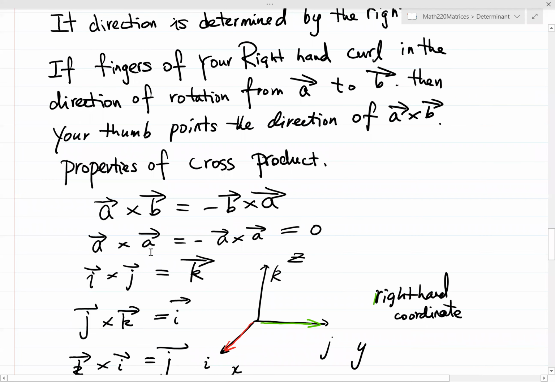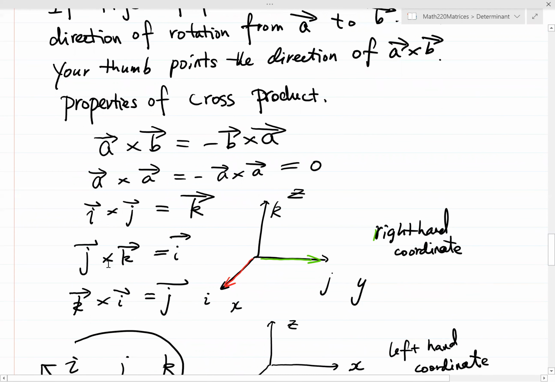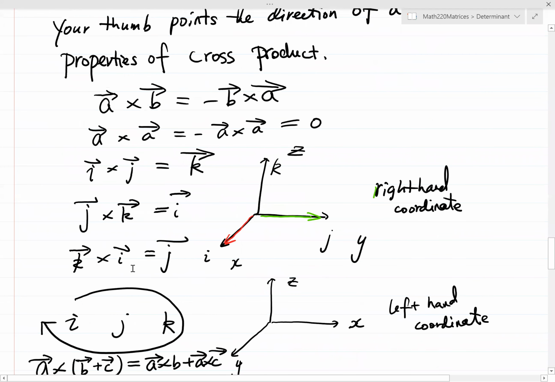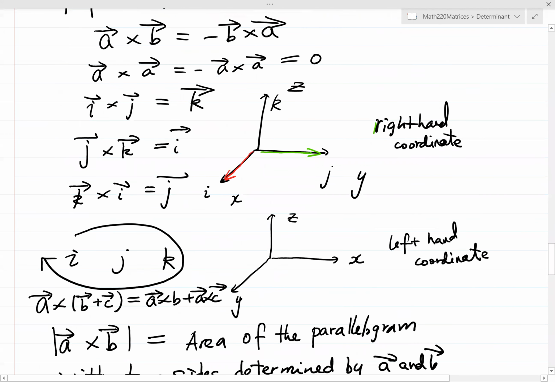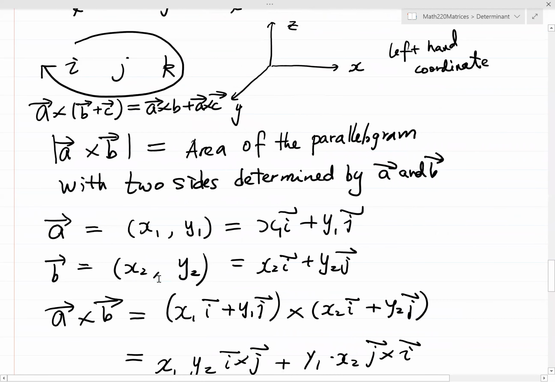Now for the base vectors, i cross j gives k, j cross k gives i, and k cross i gives j. So we have a cycle i, j, k, and the cross product satisfies the nice property of the distributive law. By definition, the norm of A cross B gives us the area of the parallelogram whose two sides are determined by the two vectors A and B.